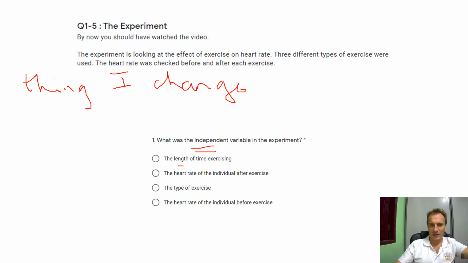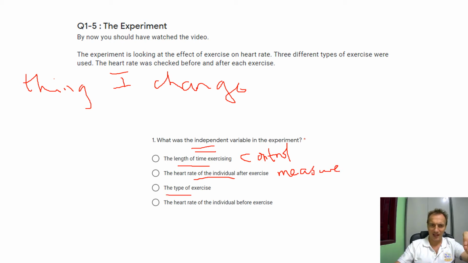Did I change the length of time for exercising? No. For walking, jumping, and running, it was all 1 minute. We kept it 1 minute every time, so this was controlled. Was the heart rate of the individual after exercise something that I can change? Could I make Tono's heart beat faster or slower? No. This is something that was measured. It's not something that I could control.